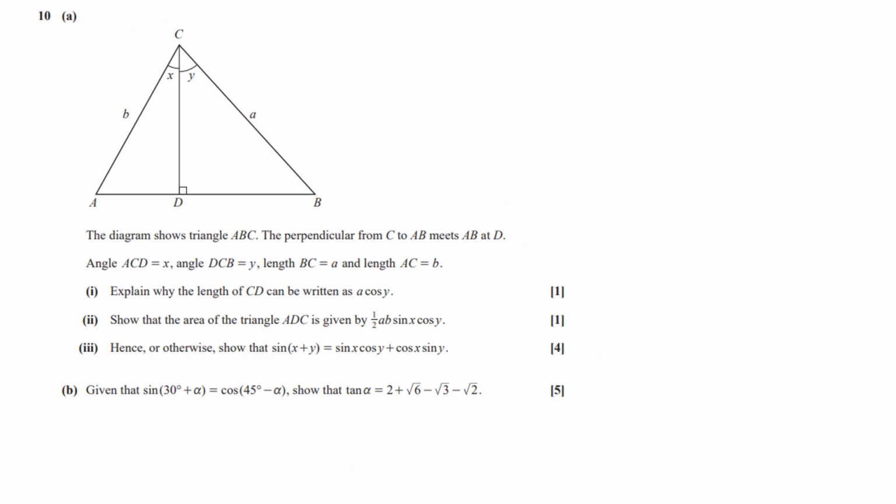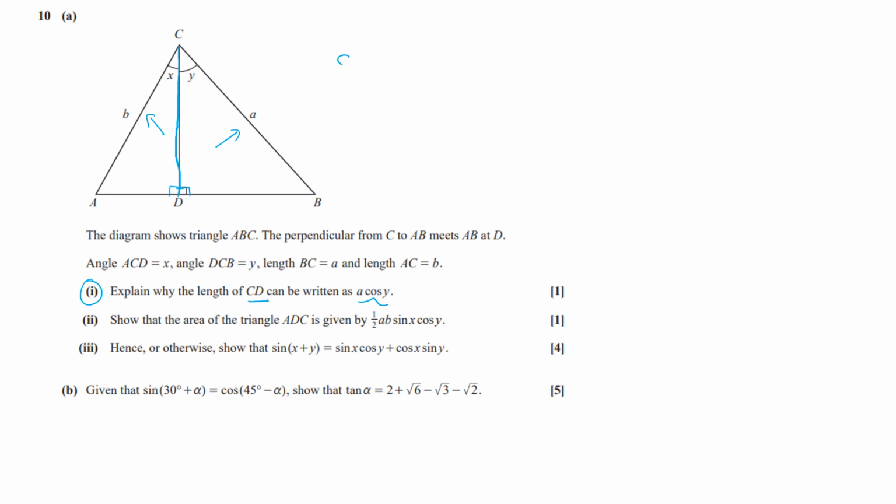In question 10, we've got this triangle here. We've got the angles at the top, x and y, and we can see we've got two right angle triangles. The hypotenuse of these are A and B. In part 1, we're asked to explain why the length CD, which is the height of the triangle, can be written as A cos Y.